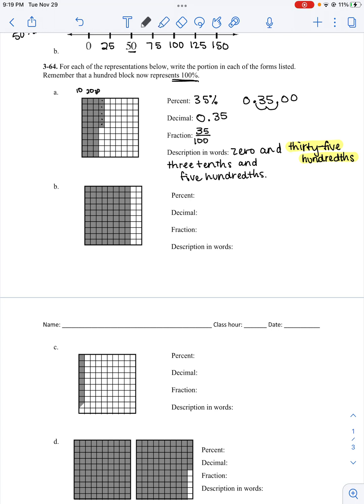Okay, so for part B, again, I'm going to count how many squares are shaded in. In this case, there's 80 of them. So my fraction is 80 out of 100, or 80 hundredths. So my description in words, I could write 80 hundredths. I spelled that wrong.